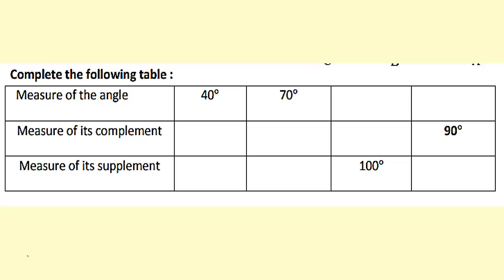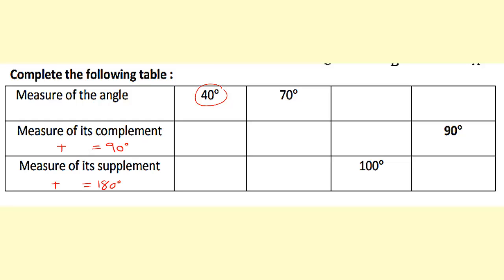Let's go now for another question. We are going to complete this table. In the first column, I have the measure of the angle equal to 40 degrees. He wants to know what measure of its complement angle and what of its supplement angle. So we know that a complement angle, if I add them together, they will give me the sum of 90 degrees. And the supplement angles, if I add them together, I will get a sum of 180 degrees.